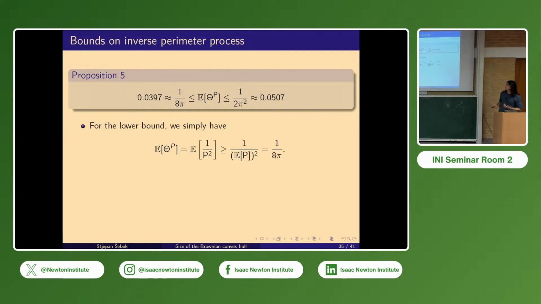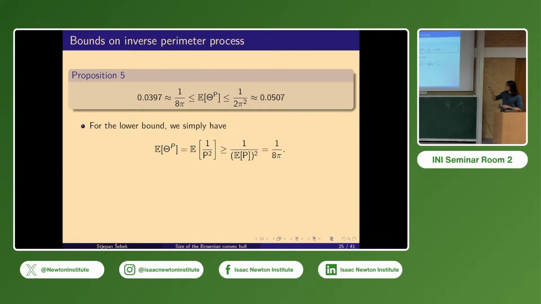Why? Because from the previous slide, we know that theta_p has the same law as 1 over P squared. And we then just use Jensen's inequality, because the expected value of 1 over P squared is greater or equal to 1 over the expected value of P, squared. And we know precisely the value of the expected value of P, and that's how we obtain it. It's the same thing we use for area, diameter, and circumradius, and we didn't manage to beat that. So only using this equality in law from the previous slide and what we already know about the expected values of the perimeter, diameter, area, and circumradius, we got the lower bound here.